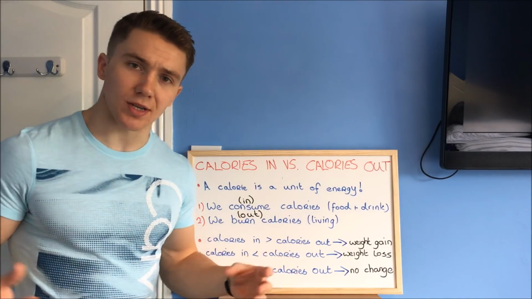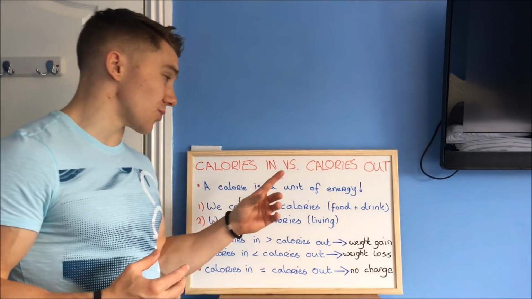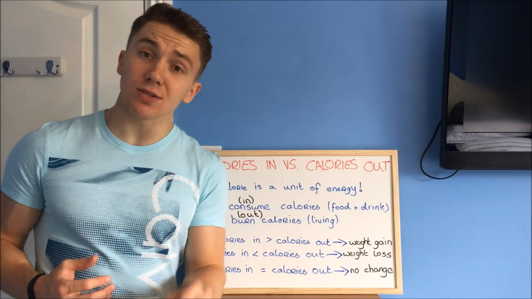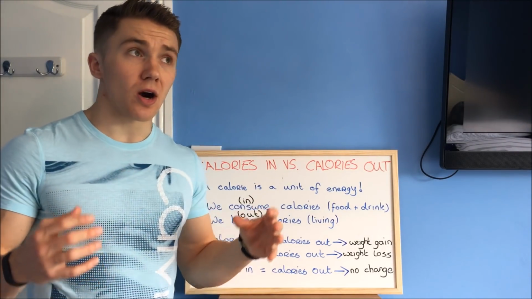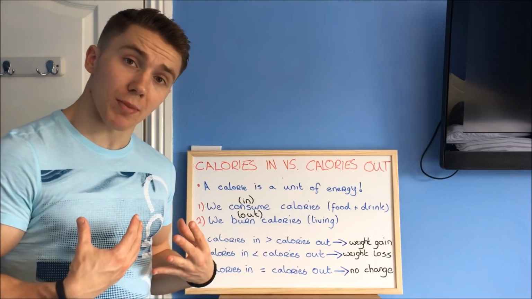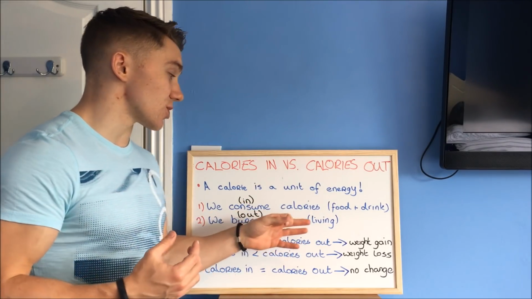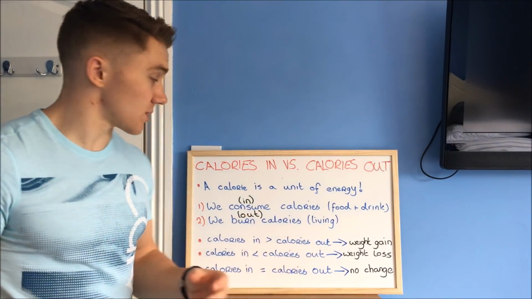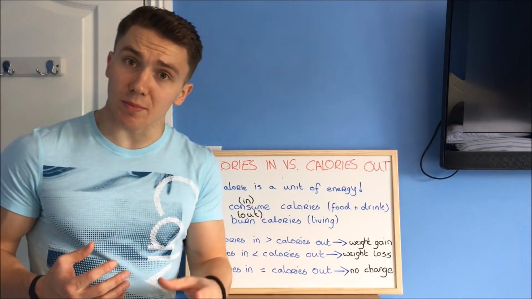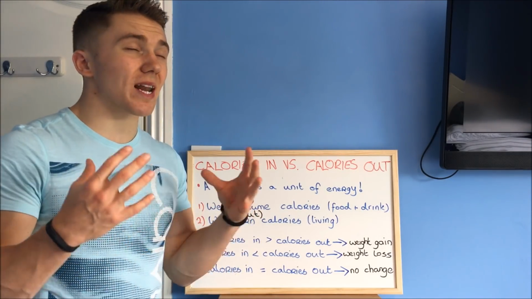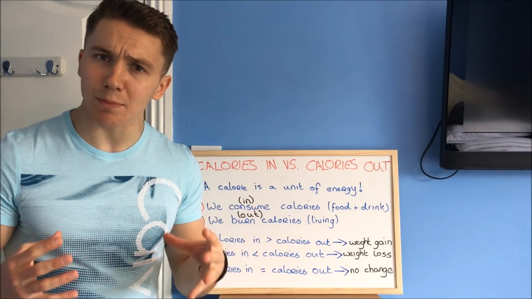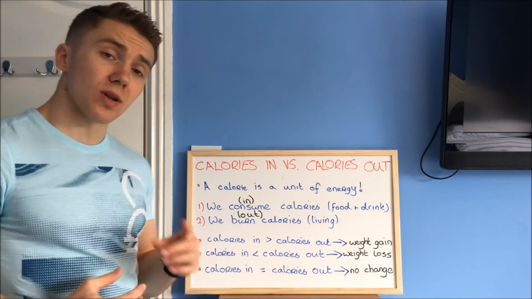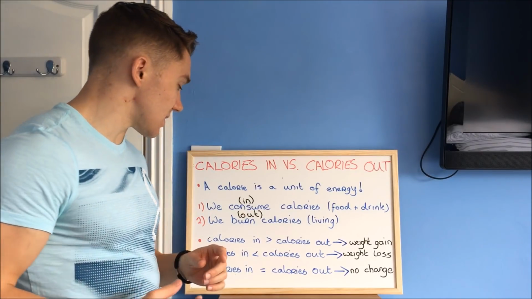So what is a calorie? Well, it's basically just a unit of energy, and we do two things with calories. We consume them via food and drink, i.e. calories come into our body, and we also burn them just by carrying out our daily lives. So calories go out of our body. And it's just basically the relationship between these two things that dictates what happens to our weight. So let me explain that in a little more detail.